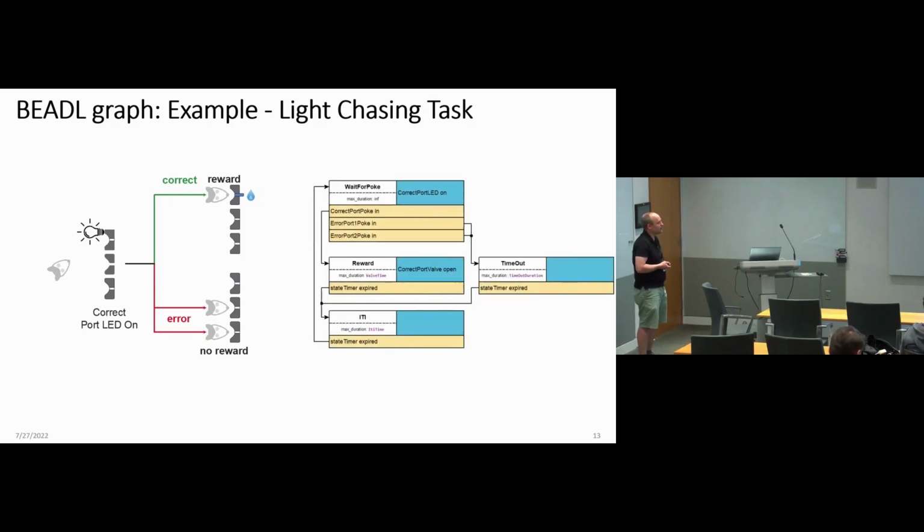The equivalent BEADL task would look like this and also already reflect a bit more of the details. You have a state wait for poke that has a duration that is infinite, and we're turning on the LED in the correct port that is chosen on a random basis. When the animal is poking into this port, we're in the reward state. We deliver the reward based on a reward draw for a specific amount of time. If the animal makes a mistake, we're going into a timeout. So the animal has to wait on this port and nothing is called. The animal has to wait for an extended period of time. And afterwards, we're going into a standard intertrial interval for also a predefined amount of time.